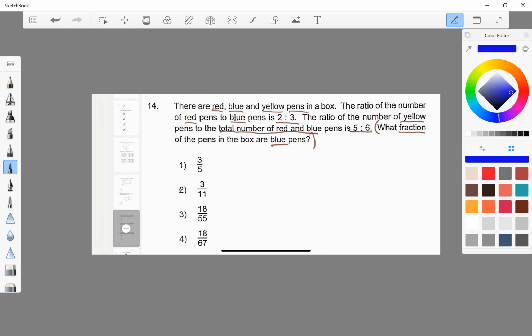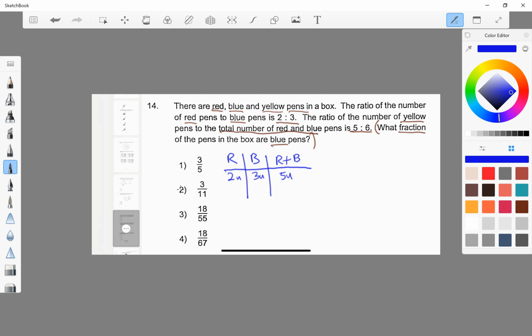So if we have red, blue, there's this red plus blue that we've got to take note of. Okay, red, blue, and red plus blue. So I draw a simplified table, a simple table. Red to blue is 2 to 3. But since I have a table, I can just put it down as 2 units, 3 units, and they add up to 5 units. So no worries at all.